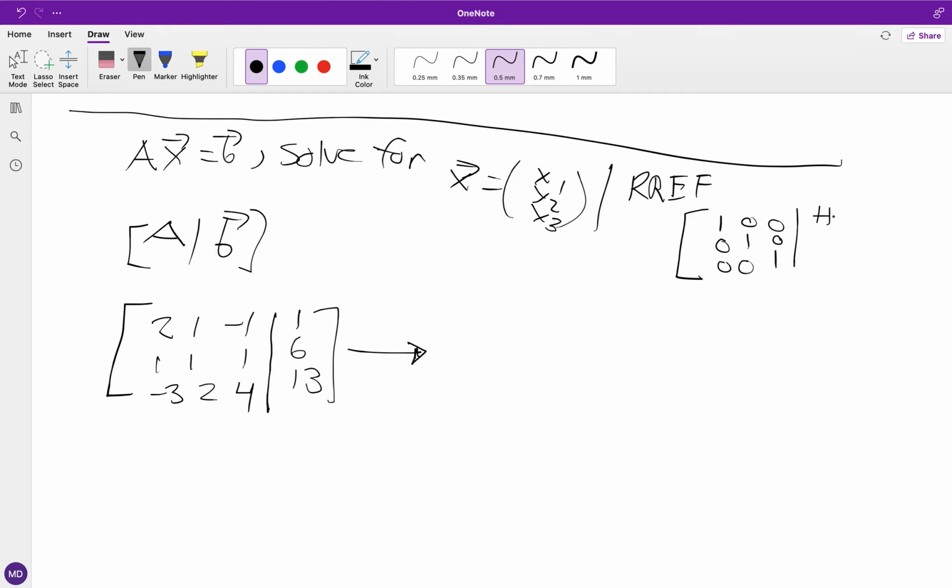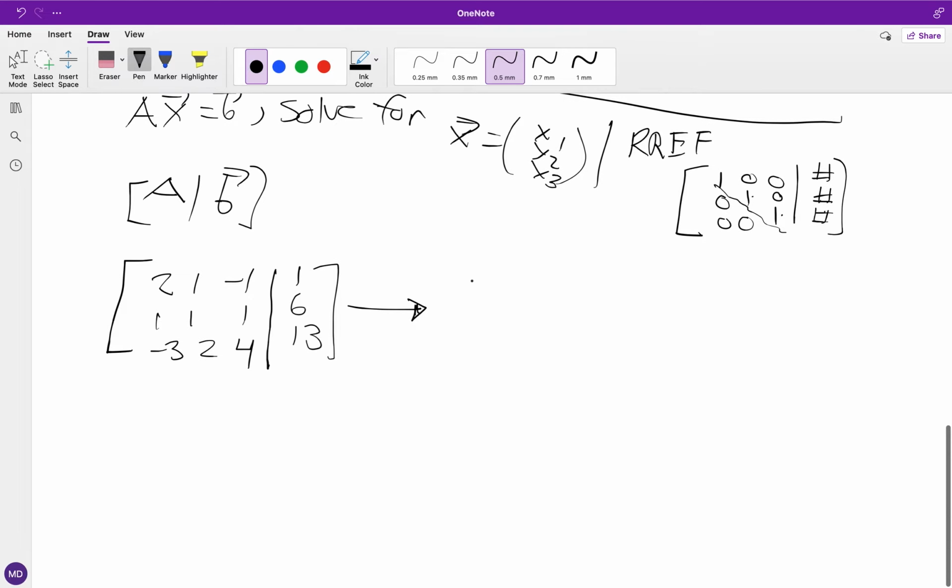And what this tells us is the solution to x1 is some number, x2 is some number, and x3 is some number. So this is our row reduced echelon form. We want to form a staircase of ones here. Everything else is 0.